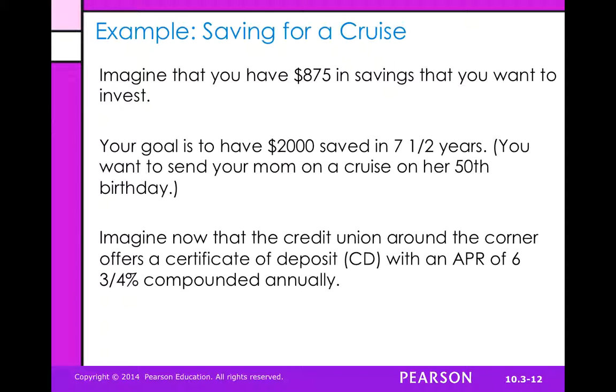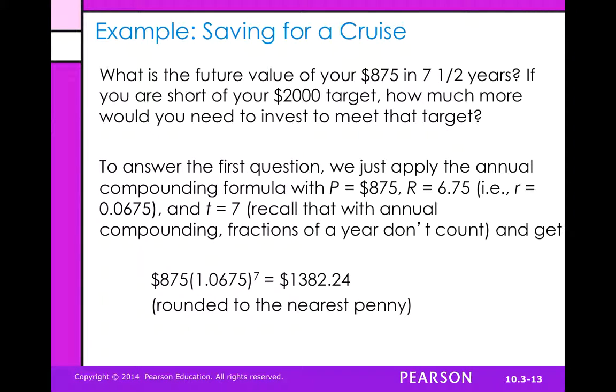Let's move on to a different example. Imagine you have $875 in savings. You want to invest it. Your goal is to have $2,000 saved in 7.5 years. You want to send your mom on a cruise or something, whatever context you want to give it here. Imagine now that the credit union around the corner offers a certificate of deposit with an APR of 6.75% compounded annually. What is the future value of your $875 in 7.5 years? If you're short of your $2,000, how much more would you need to invest to meet that target?